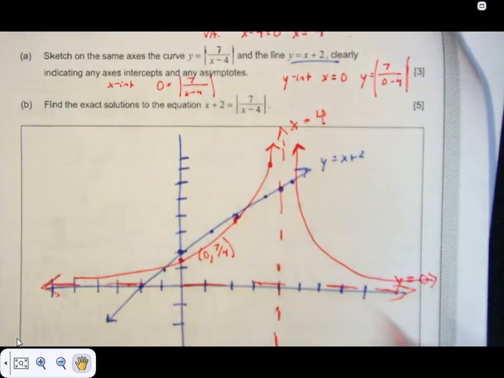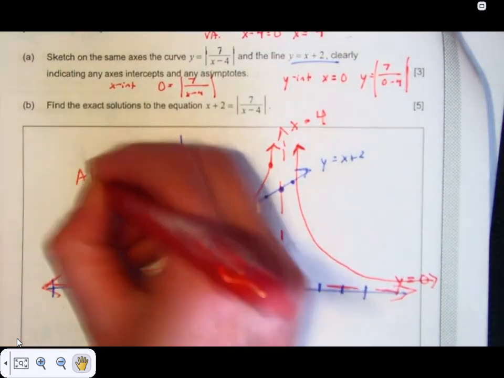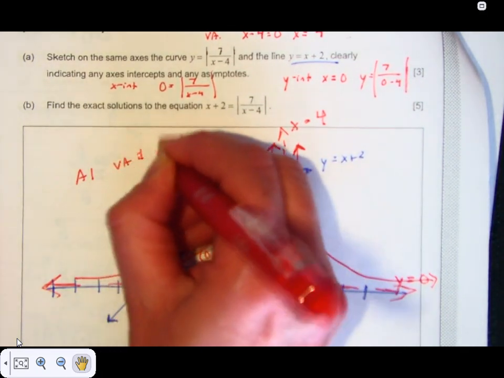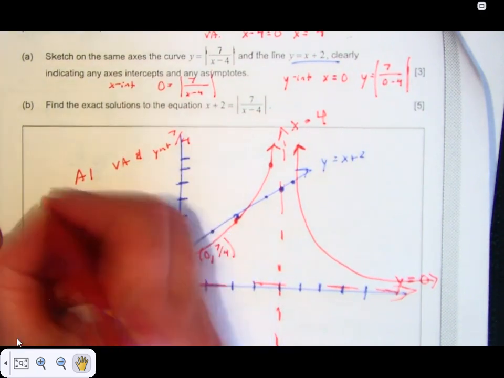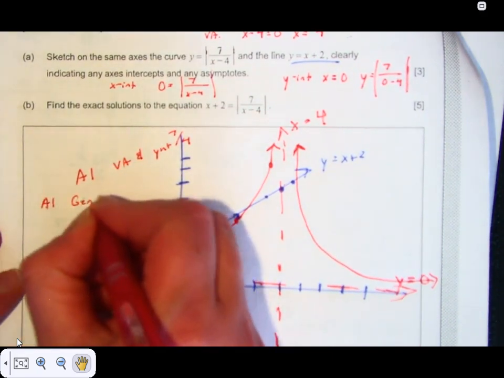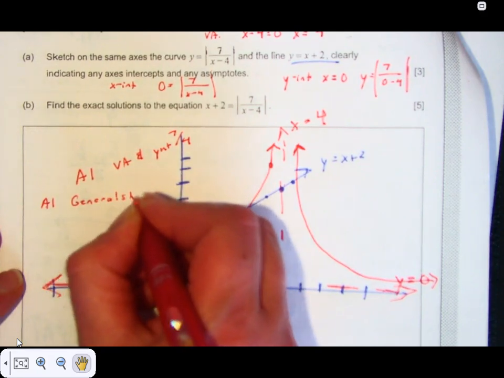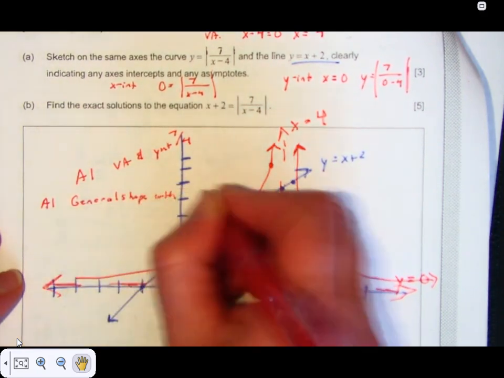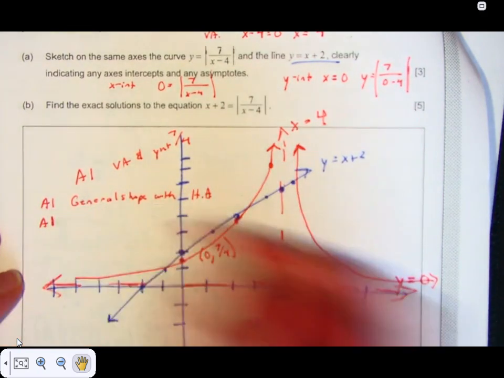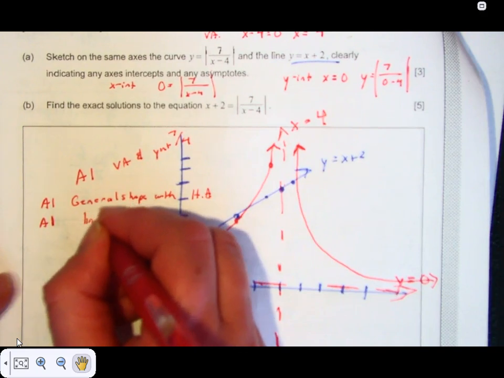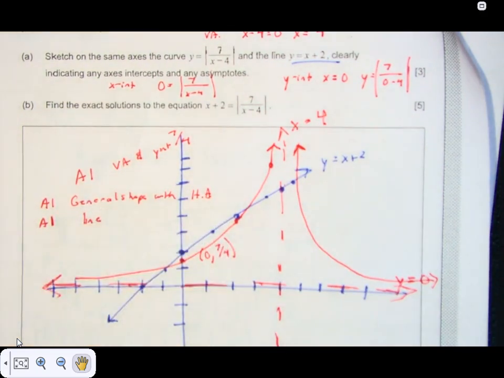As far as points for this, you get 1 point for the vertical asymptote and the y-intercept of 7/4. You get 1 mark for the general shape with the horizontal asymptote, correct? And you get 1 mark for the line, you had to have gotten the y-intercept and the slope correct. Okay, so you got 3 marks for graphing it. And you kind of earned them because that's not like an obvious one.